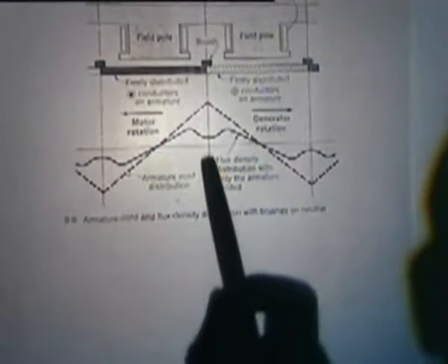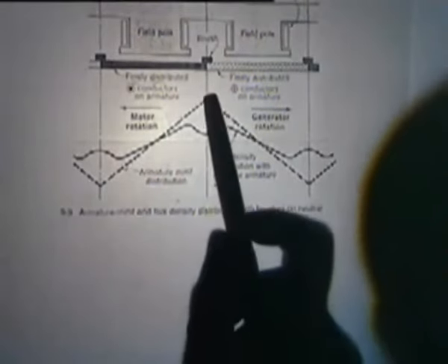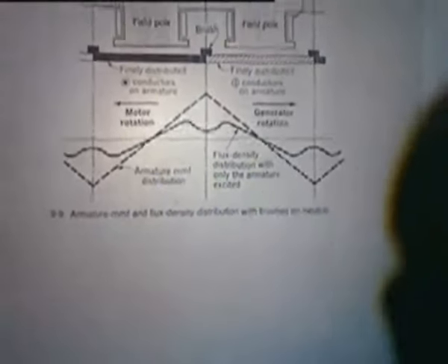Now, since the axis of the field is along the interpolar axis, the armature MMF is on the interpolar axis. We call this the cross magnetizing MMF, that is, cross magnetizing ampere turns, because it is not along the field poles.